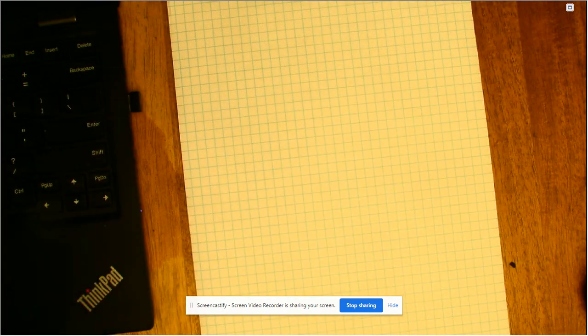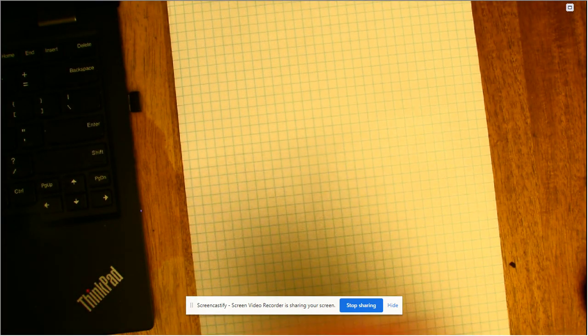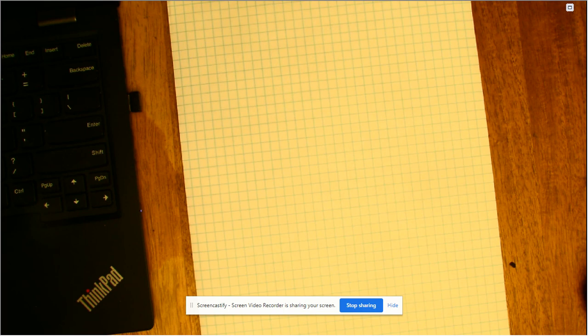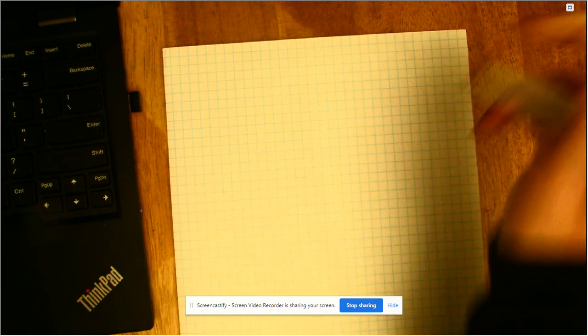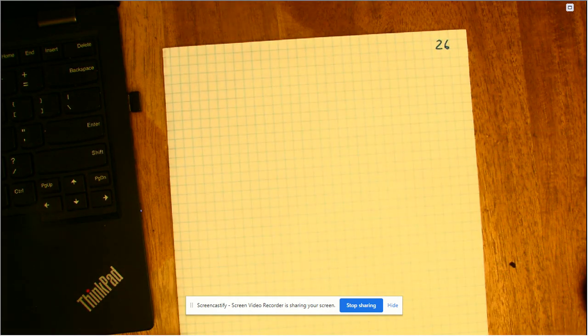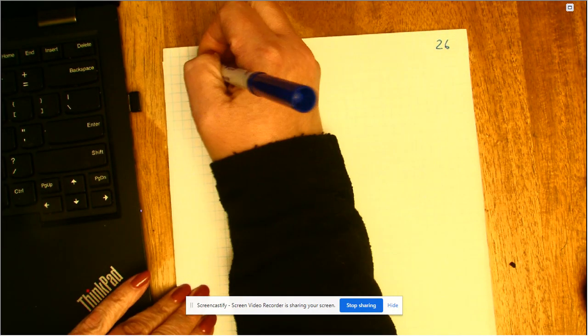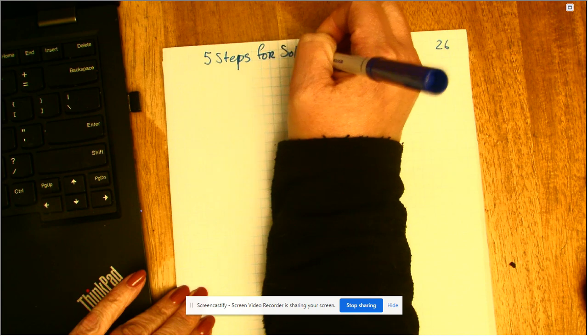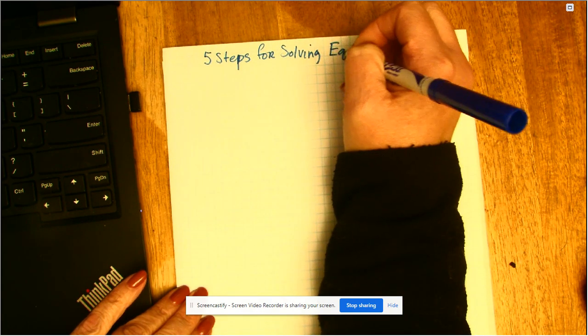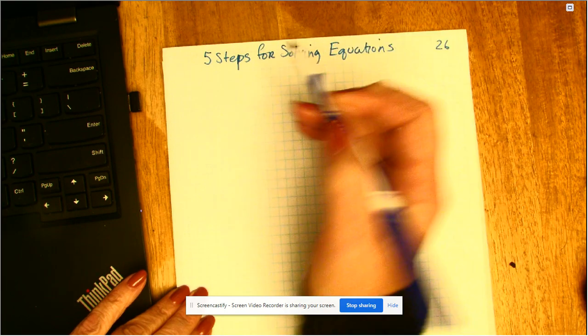Okay, so moving on. Five steps for solving equations, starting on page 26. Okay, 5 steps for solving equations.